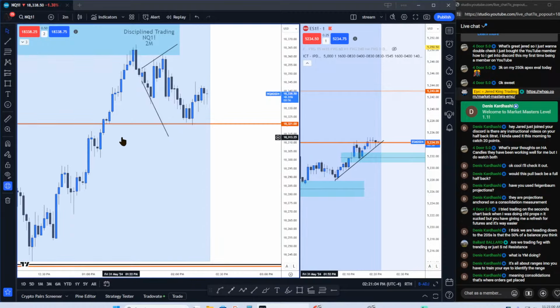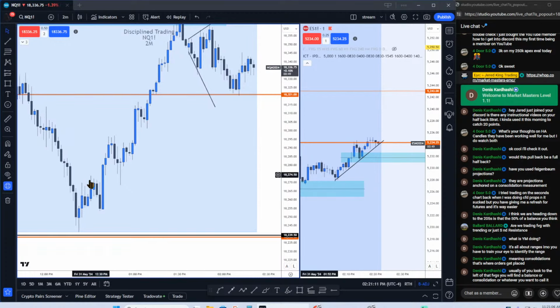Gee, how many alarms did I set? Like, fuck. And then this is 2. This one actually has a fair value gap in it. 1, 2, 3. This one does too.